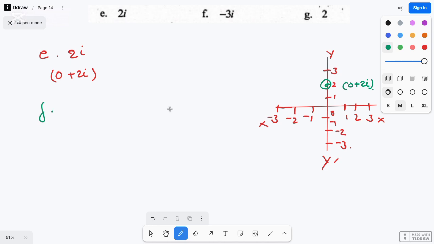Section F: -3 iota means 0 - 3 iota. 0 and -3 downwards. It will come here: 0 - 3 iota. Section G, that is 2 + 0 iota. Here is the point. On the x-axis it is 2 and on the y-axis it is 0. On the x-axis this is the point, simply 2.